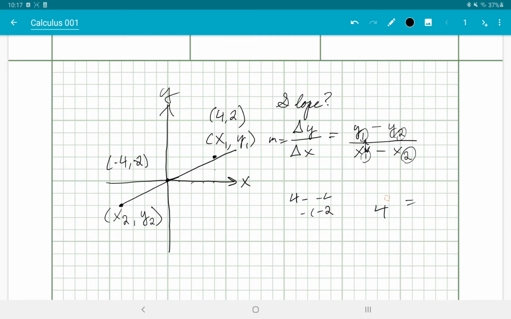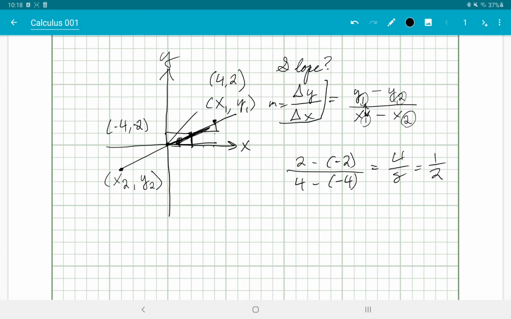Except I did that wrong. I did x over y. It's y over x. So you have 2 minus negative 2 over 4 minus negative 4, which is going to equal 4 over 8, or a slope of 1/2, which is about right. Here's a slope of 1, and here's a slope of 0, so right in the middle is 1/2, right? That makes sense. For every 1 you go in x, you go up 1/2, or for every 1 you go up, you go over 2. So we've picked 4, so we're going up twice. But anyway, that's slopes, right?